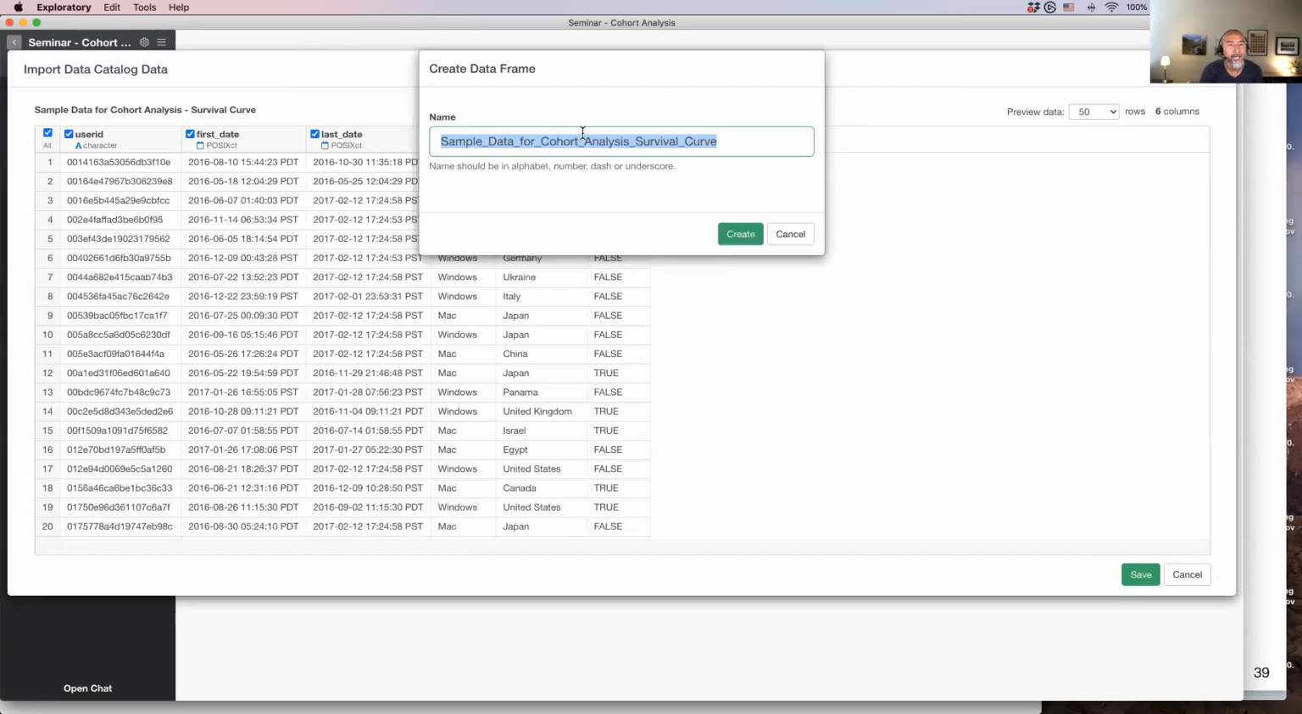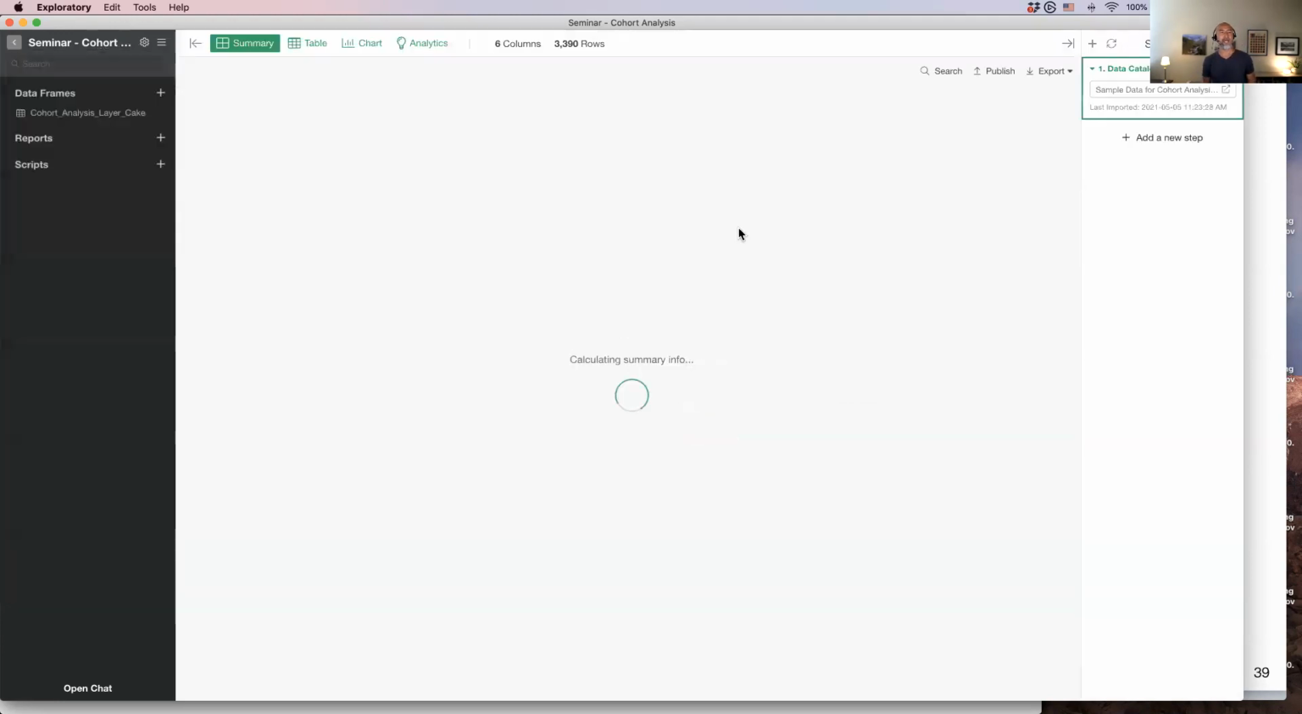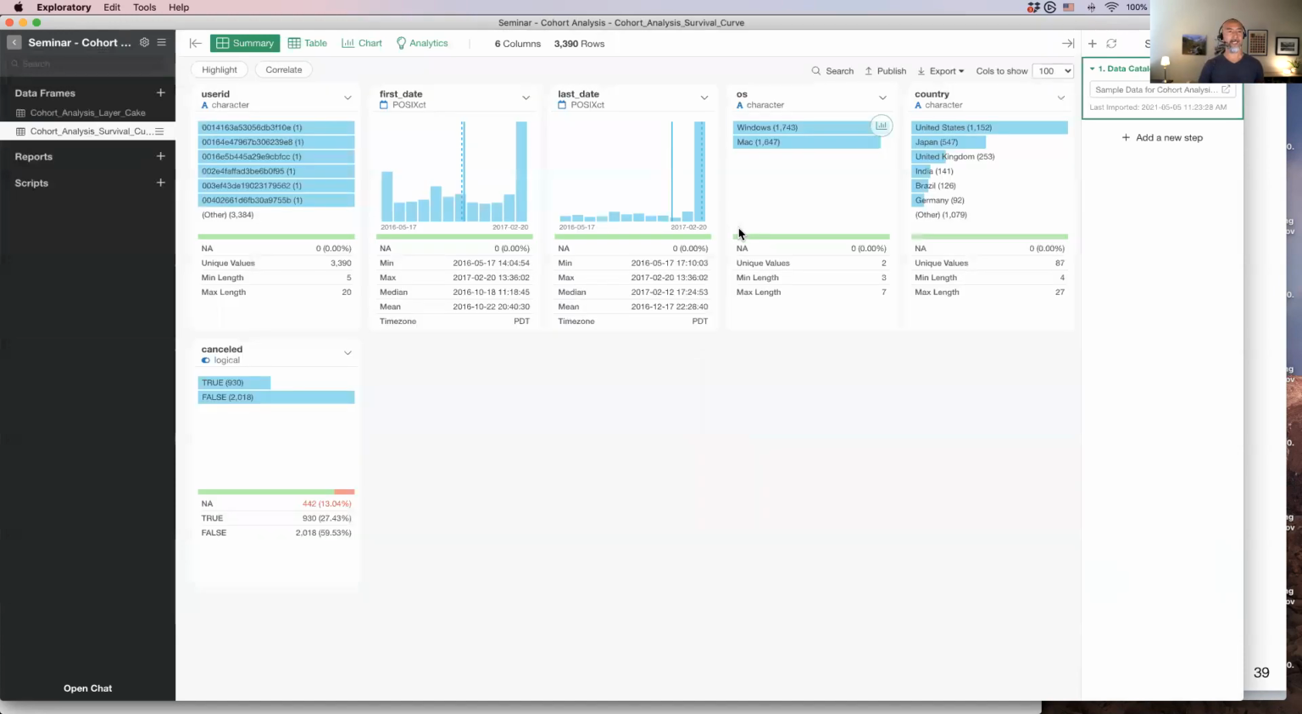This is a kind of long name, so I'm going to change it to cohort analysis survival curve. That's cool, and now the data is imported.